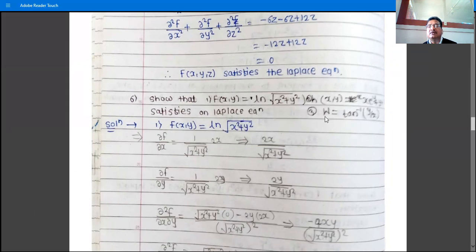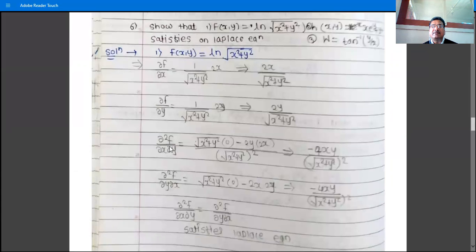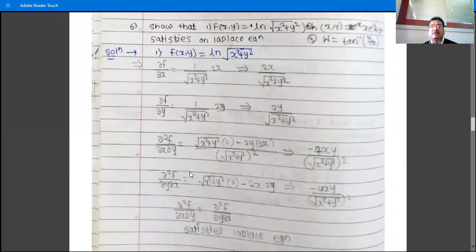Another example for homework: w is tan inverse of y by x. So the function f(x,y) is a function of two variables. Find ∂f/∂x, ∂f/∂y, and the second derivatives. First find ∂f/∂x, then find ∂²f/∂x². Then find ∂f/∂y, which is this, then find ∂²f/∂y² by using the u by v rule. Then show that ∂²f/∂x² plus ∂²f/∂y² is equal to 0. So similarly solve this problem.